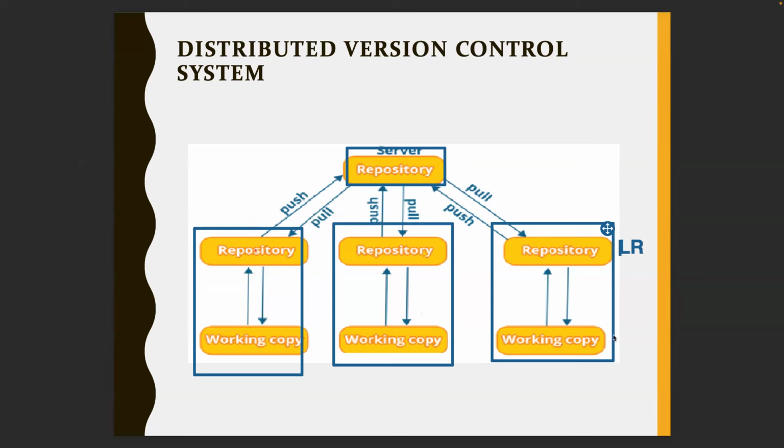Again, they don't work on this local repository. They work on some other folder called the working directory. They make changes here, move to local, and from local, they move to remote. Only when you move your changes to the remote or central server can others see the changes. Until then, the changes cannot be seen by others. As long as they're only in your local repository, no one else can see those changes. So that's how distributed architecture works.